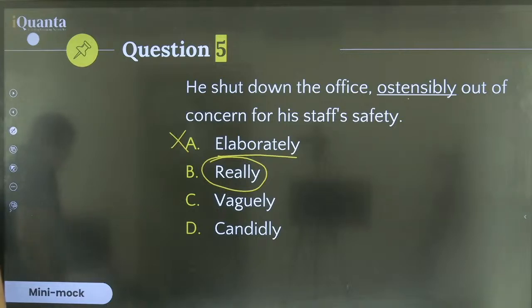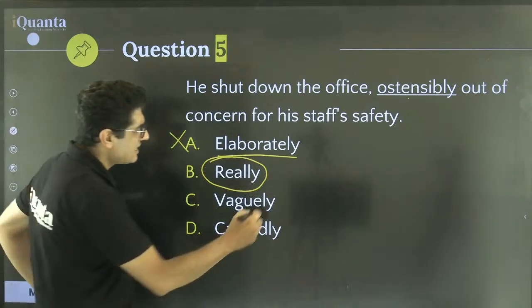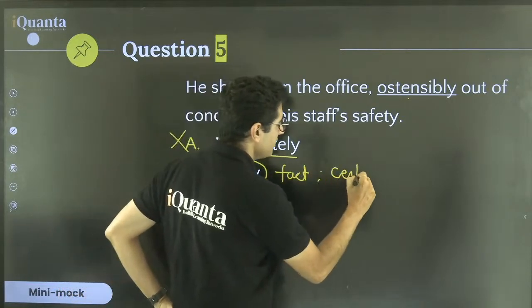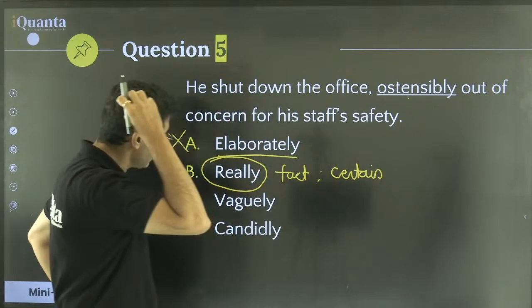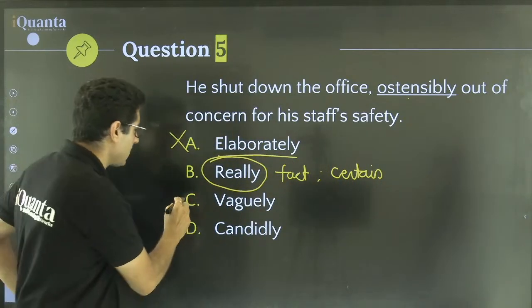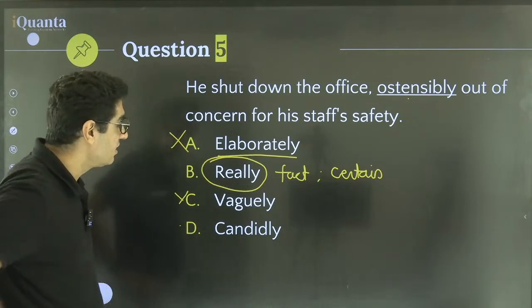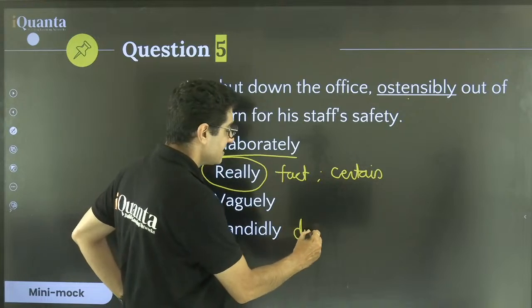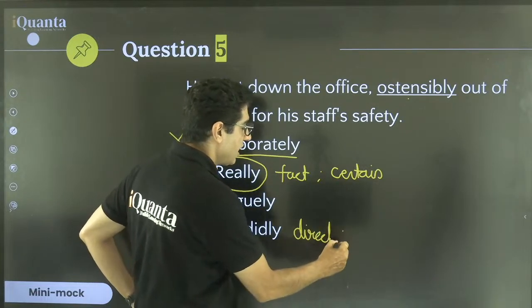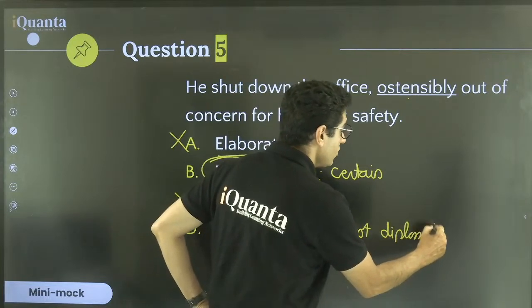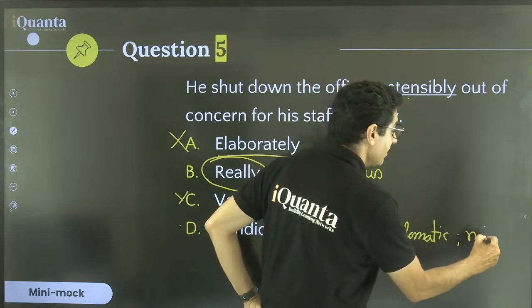It's such a simple word that we at times struggle to describe it. Really can mean that something is a fact. Really can be used to say that we are certain or sure. That can be. How about vaguely? Vaguely can't be an antonym. How about candidly? If you're candid, then it means that you are direct. You are not diplomatic. You are not hiding anything.